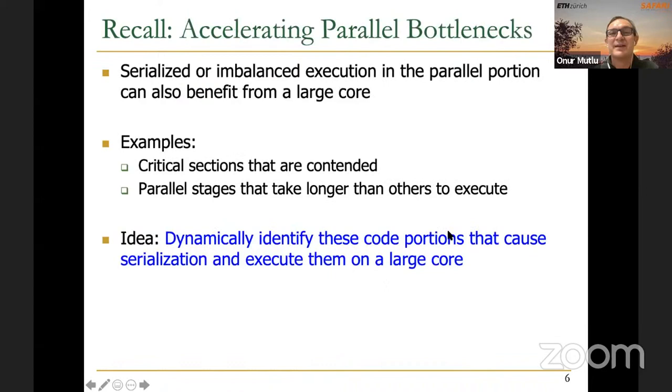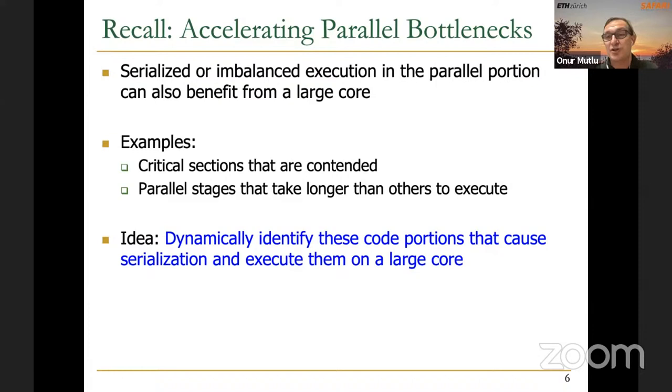Okay, this is the last slide that we covered yesterday. Essentially, bottlenecks serialize or lead to imbalanced execution in the parallel portion. And these can benefit from a large core as well. Remember, we talked about executing the serial bottleneck, Amdahl serial bottleneck. If you have only one thread in your program, execute it then on the large core so that that thread gets accelerated, hopefully. Now, note that a large core doesn't guarantee that the thread executes fast, but it's more likely that the thread will execute fast on a large core, because large core has mechanisms to extract single thread performance much better than small cores, and usually they work better.